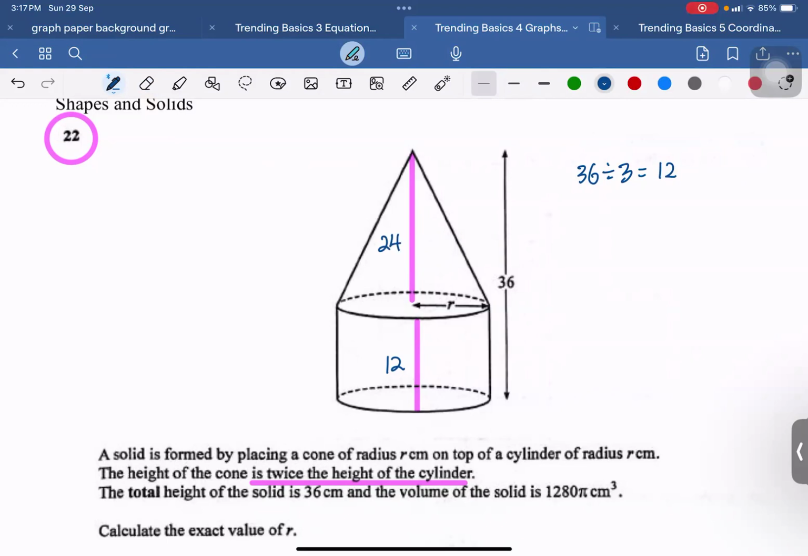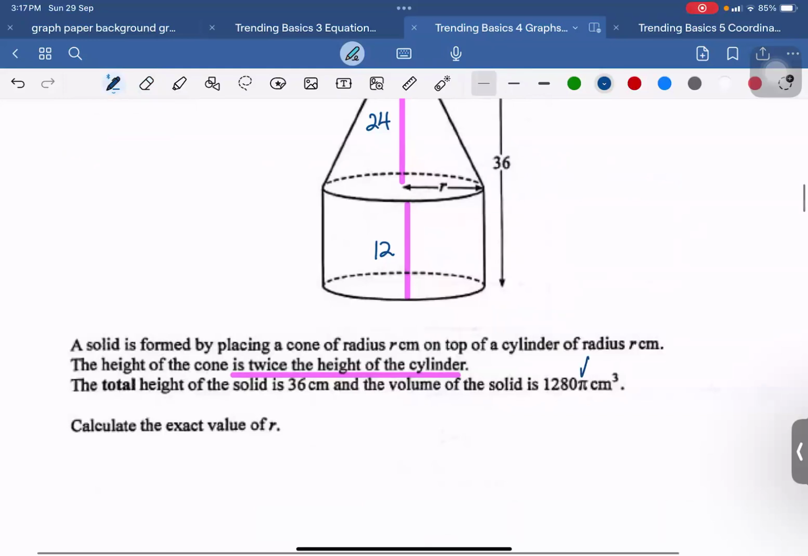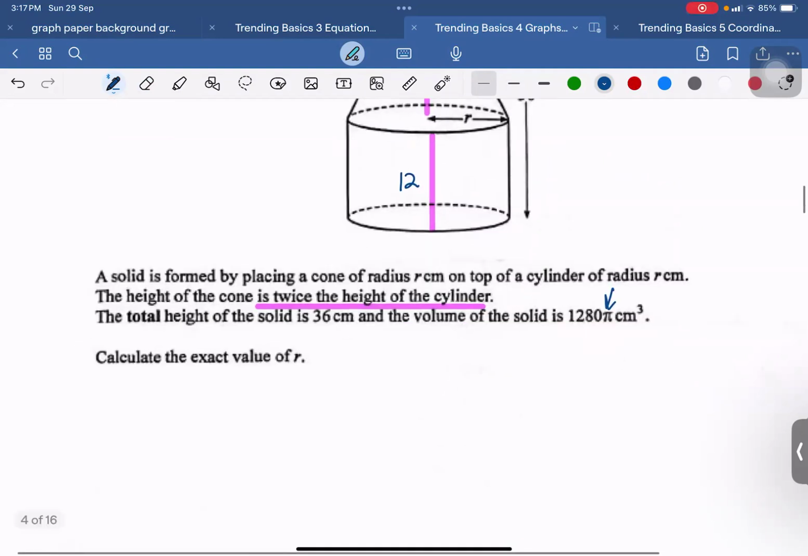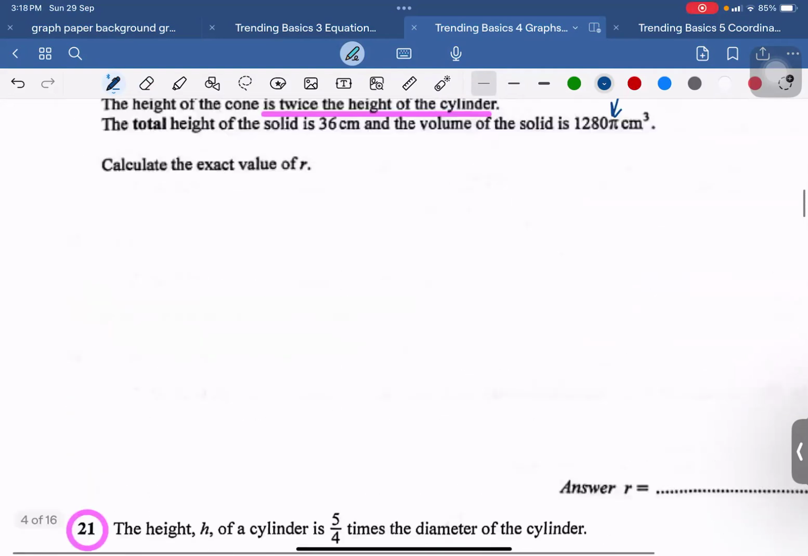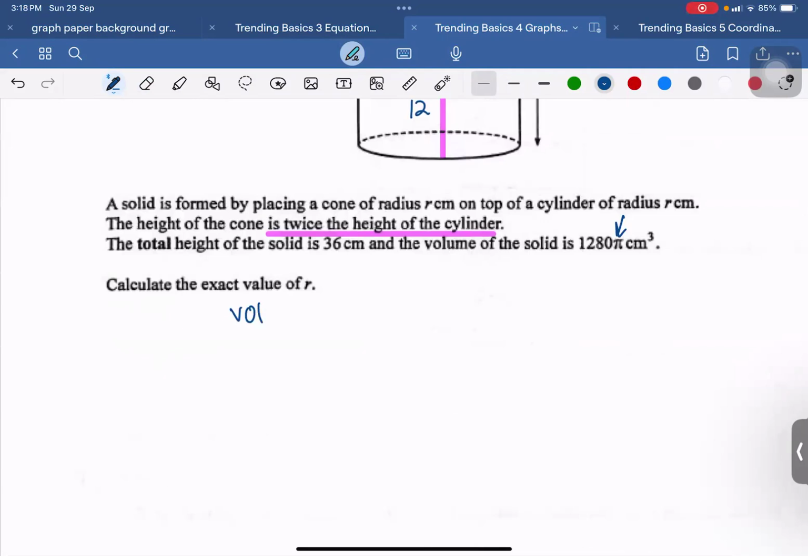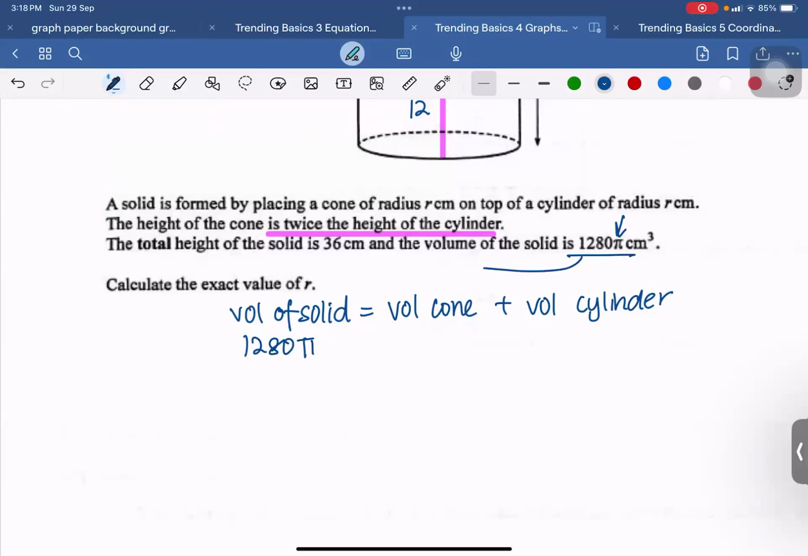Okay, then now they say the volume of the whole solid. Notice it says in terms of what? Pi. So we leave everything in terms of pi. They want the volume of the whole solid. Usually I always write words first, then I plug in. Working: volume of whole solid equals volume of cone plus volume of cylinder. Given 1280 pi, leave it in terms of pi. Volume of cone.